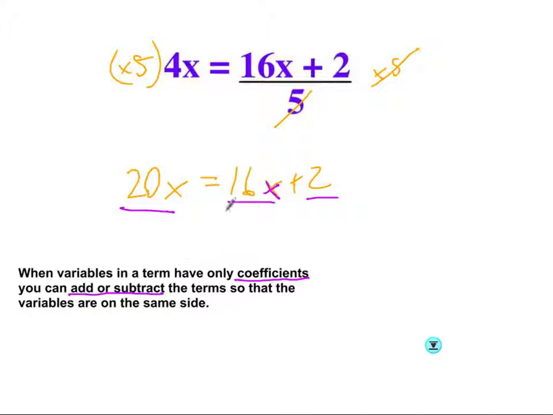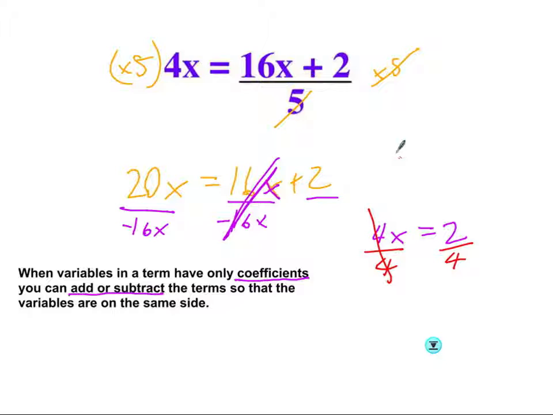In this case, I'm going to subtract 16x from both sides, so I can combine the variables together. So 20x minus 16x, I'm going to subtract that, and so that gives me 4x is equal to, this cancels out, and all I have left on the right hand side is 2. I'm going to go ahead and divide both sides by 4, and finally my answer is x equals 1/2.